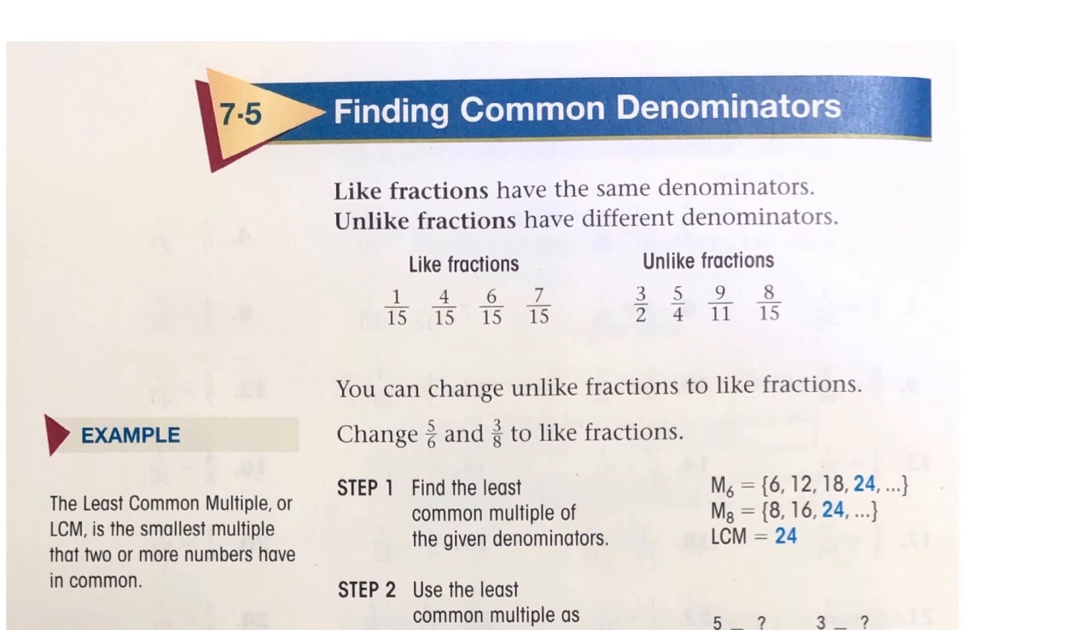Basic Math, Chapter 7, Section 5, Finding Common Denominators. Like fractions have the same denominator. Unlike fractions have different denominators. So like fractions, same number on bottom. Unlike fractions, different numbers on bottoms of fractions.